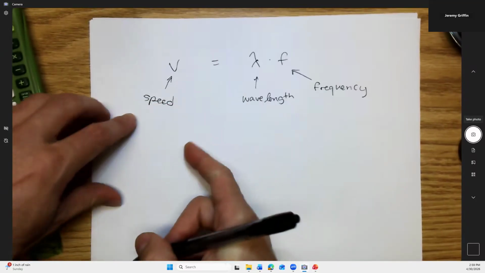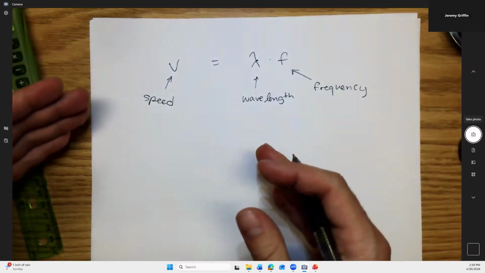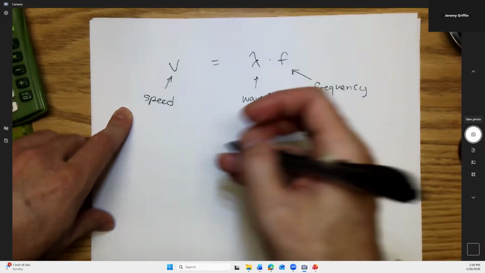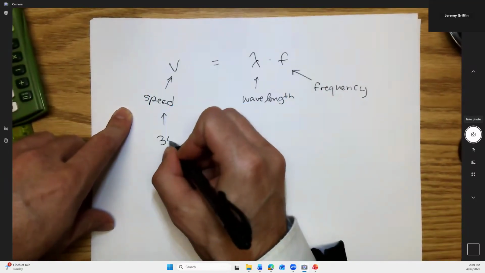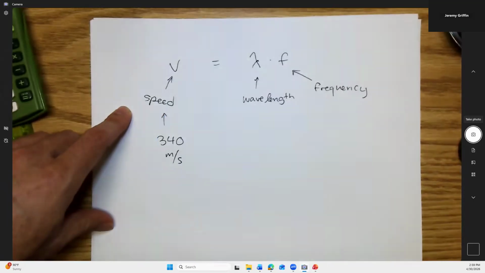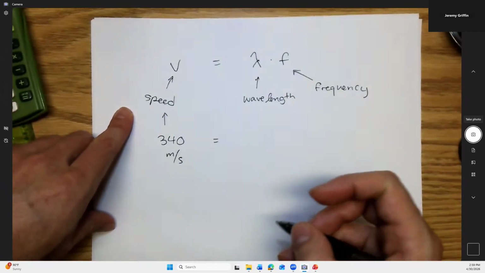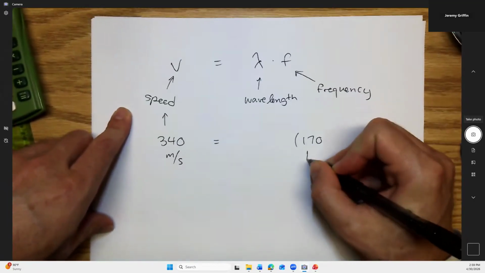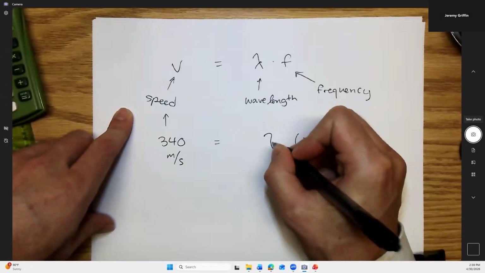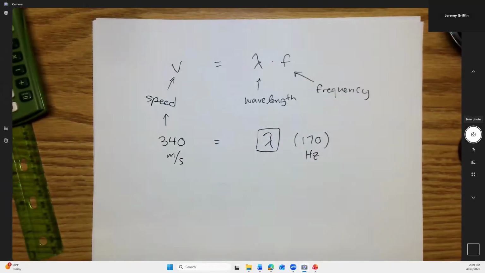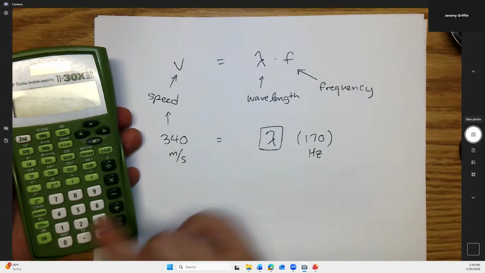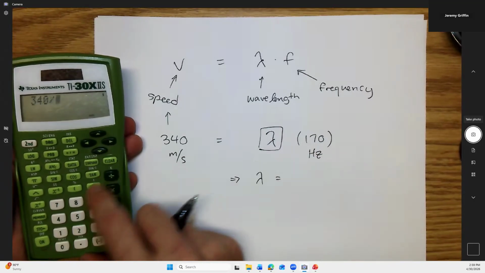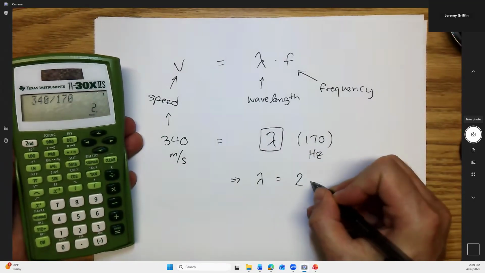If we're talking about sound, the speed of sound is locked in place for a given pressure and temperature in the room. Typically, in this room, it's probably fairly close to, I'm just going to call it, 340 meters per second. So let's say as I'm talking, maybe I'm talking at 170 hertz. I'm just making something up. Could you guys calculate what the wavelength would be? Here, I'll do it with you. Wavelength is equal to 340 over 170. That'd be 2 meters.